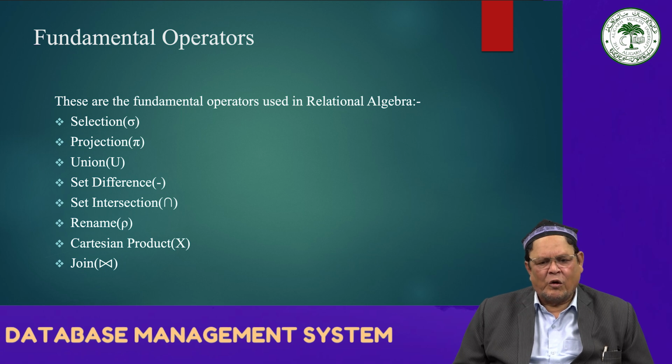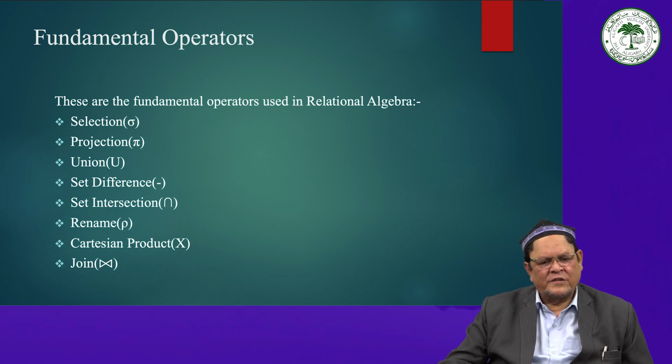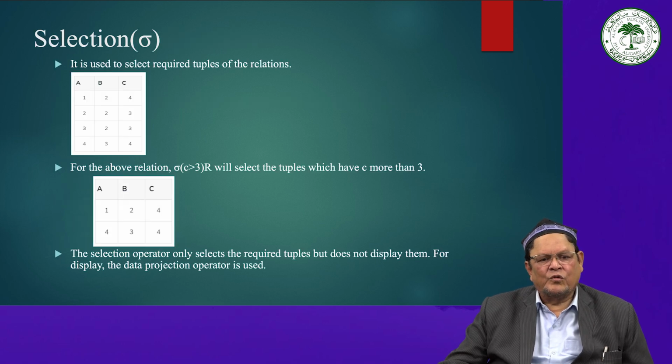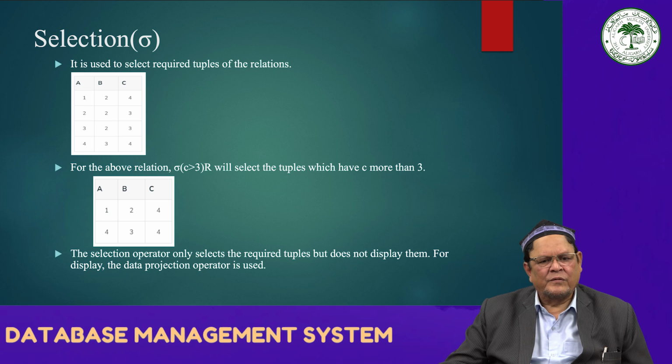These are the fundamental operators used in relational algebra, which you can see on your screen. Selection, projection, union, set difference, set intersection, rename, Cartesian product, join. So now let me explain each operator in detail so you are able to understand them. The first one is the selection.